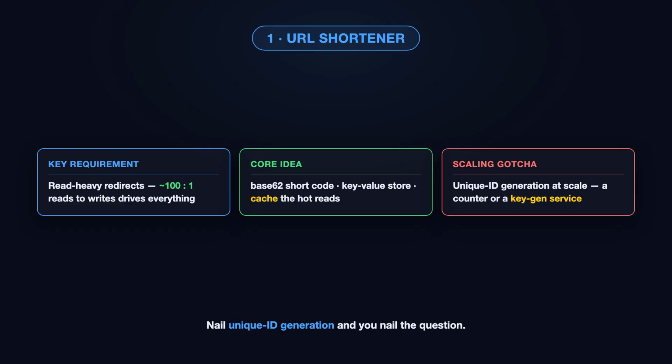The scaling gotcha the interviewer is really fishing for: how do you generate those unique IDs at scale, without collisions? Hashing the URL risks 2 different links colliding on the same code, which you then have to detect and retry forever. The cleaner answers are a counter encoded in base 62, which is unique by construction, or a dedicated key generation service that pre-makes a pool of unique keys offline and hands them out on demand. Nail unique ID generation, and you have nailed this question.